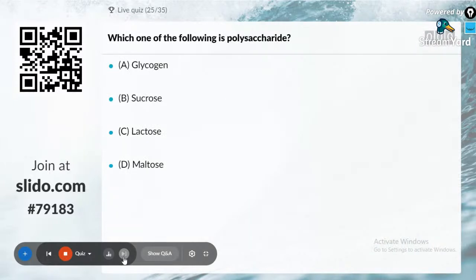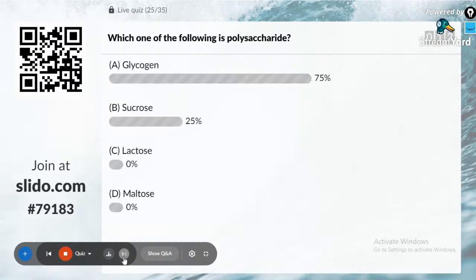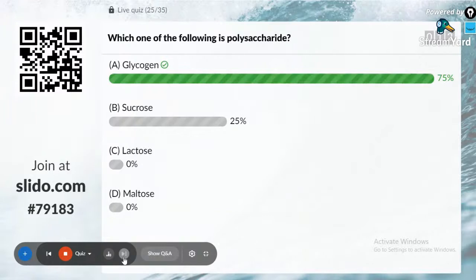Which one of the following is a polysaccharide? Glycogen, sucrose, lactose, maltose. The majority answer on the screen is right. It is glycogen. Glycogen is a polysaccharide. Next one on the screen.